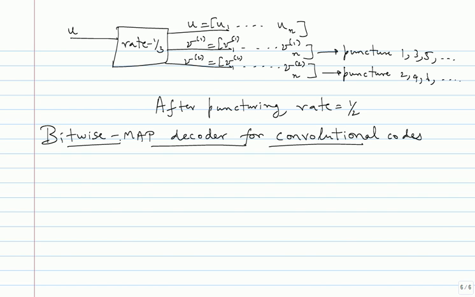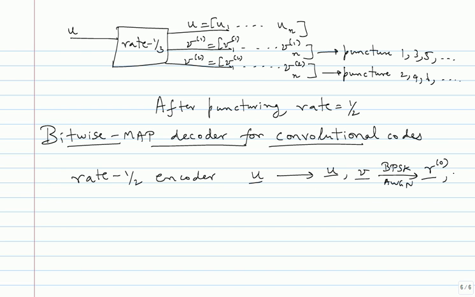So what is the overall big picture? Say you have a rate half encoder, just for simplicity, and maybe it's systematic. There's no reason why it should not be so. So U is getting encoded into U and V in the encoder. Now this goes through, say, BPSK AWGN, and you receive R0, the vector received corresponding to the systematic part, and R1, the vector received corresponding to the parity part.